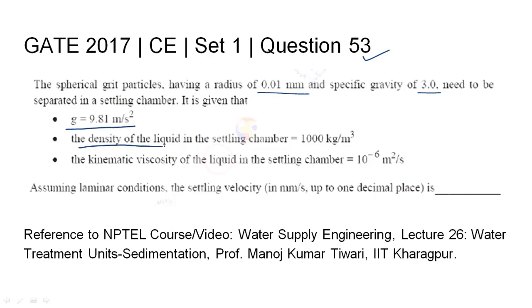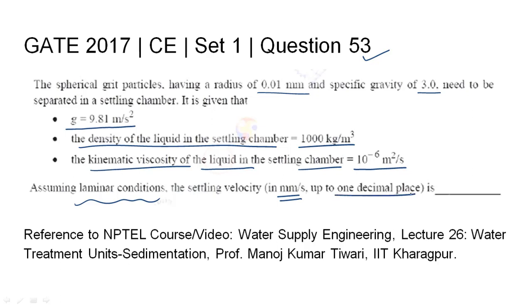The density of the liquid in the settling chamber is 1000 kg per meter cube, and the kinematic viscosity of the liquid in the settling chamber is 10 raised to the power -6 meter square per second. Assuming laminar conditions, the settling velocity needs to be found in millimeter per second rounded off to one decimal place. The relevant NPTEL reference has been mentioned.